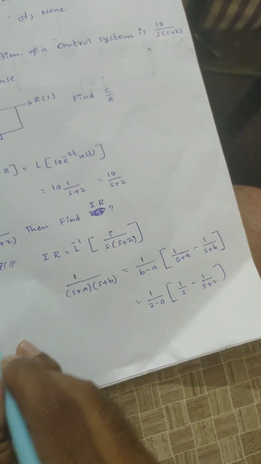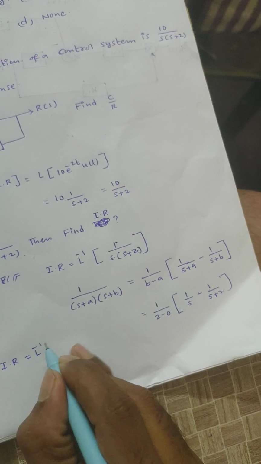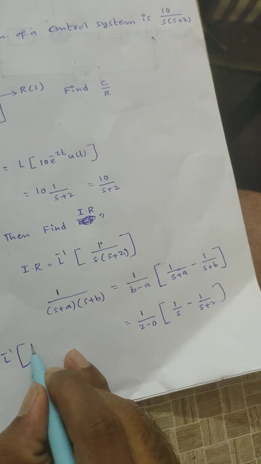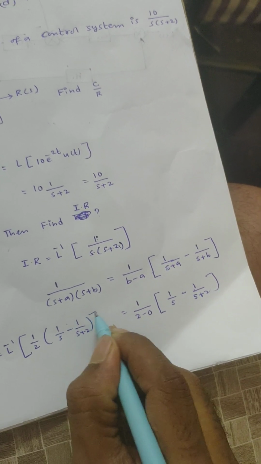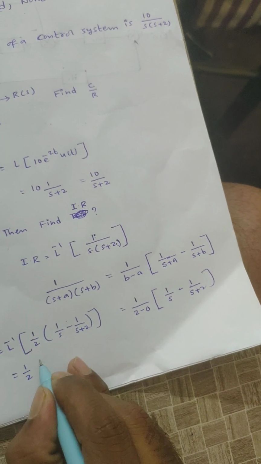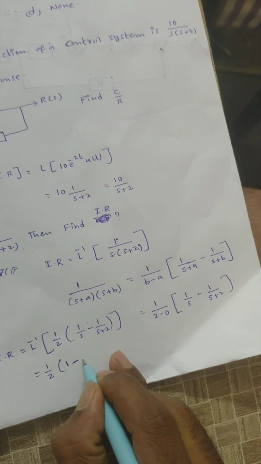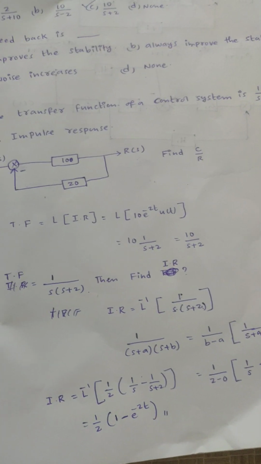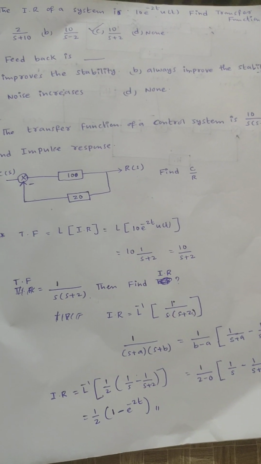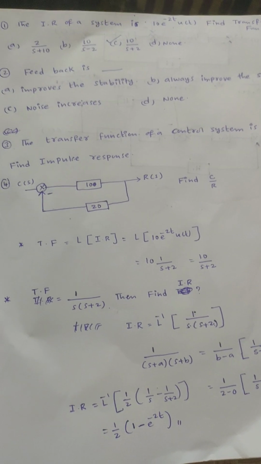That means impulse response is equal to the Laplace inverse of the resultant value, which is 1 by 2 into 1 by s minus 1 by s plus 2. 1 by 2 is a constant, right? That is 1 by 2 into the Laplace inverse of 1 by s, which is 1, minus the Laplace inverse of 1 by s plus 2, which is e power minus 2t. The answer is 1 by 2 into 1 minus e power minus 2t. In this way we can solve the problems. When impulse response is given, we can calculate the transfer function. When transfer function is given, we can also calculate the impulse response. That is about some basics.